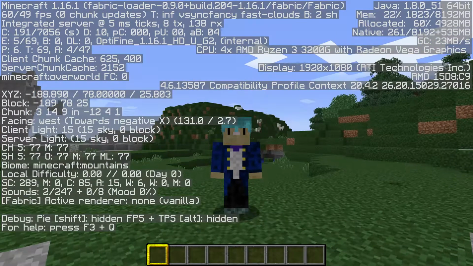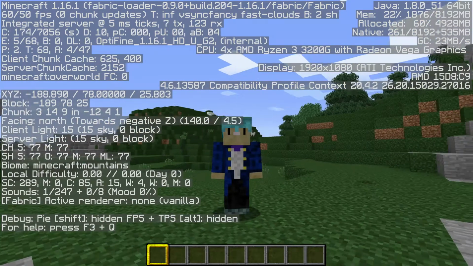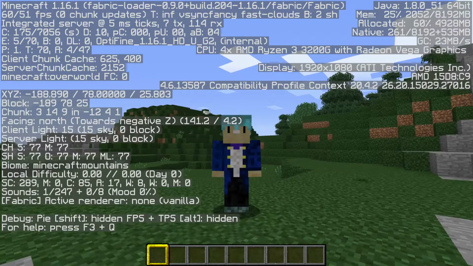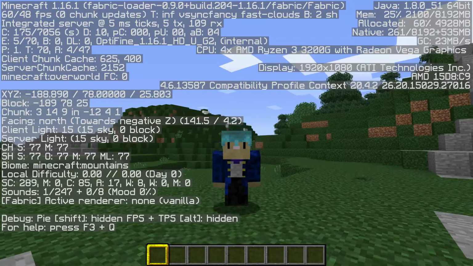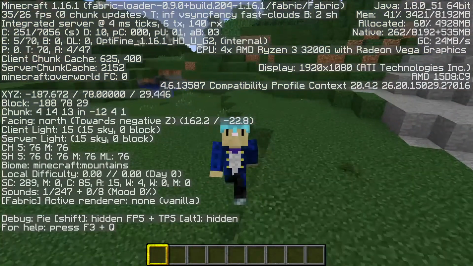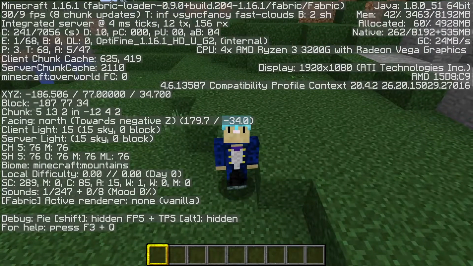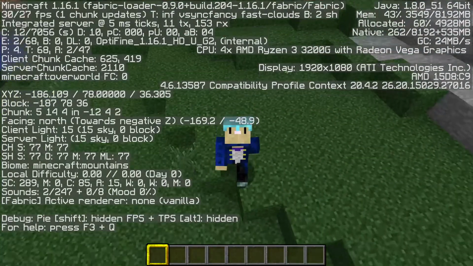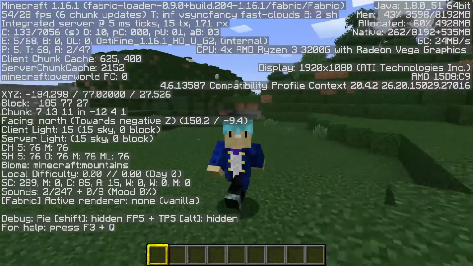Underneath that we've got biome, which shows us which biome we're in. In this case we're in Minecraft Mountains, and that will change whenever you enter a different biome. Again, very useful if you're looking for a particular biome. Now moving over to the top right hand side of the screen, you can see information about your CPU, the memory and the type of graphics card that you're using.